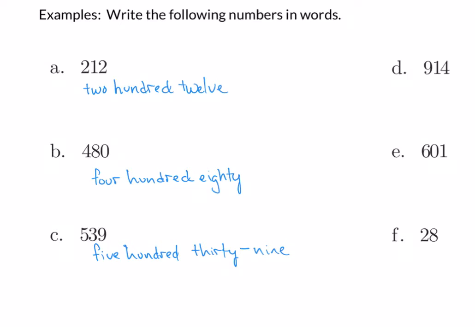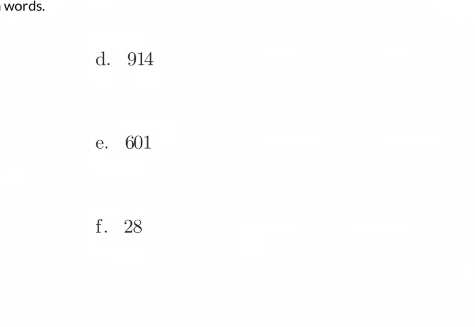All right, a couple more examples. If we look at D, we have a 9 in the left column, so that's going to be nine hundred. We have a 1 in the tens column, which means that this is going to be a teen, so this is going to be fourteen. We're going to go ahead and combine those last two digits together to give us fourteen.